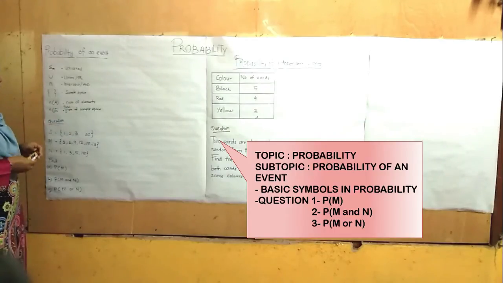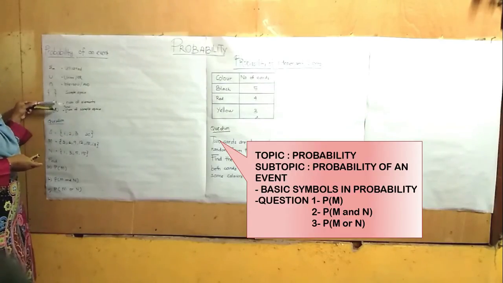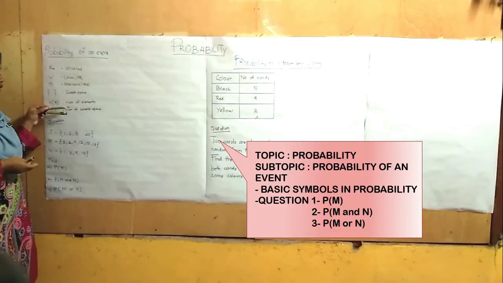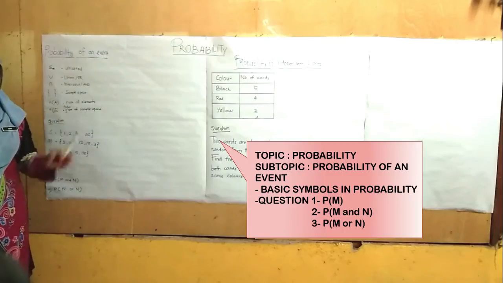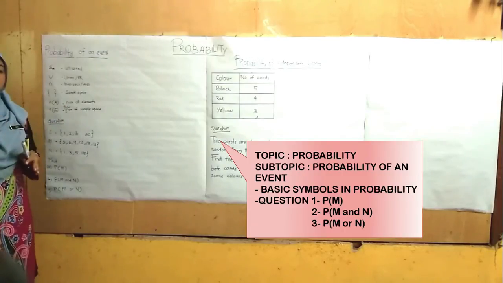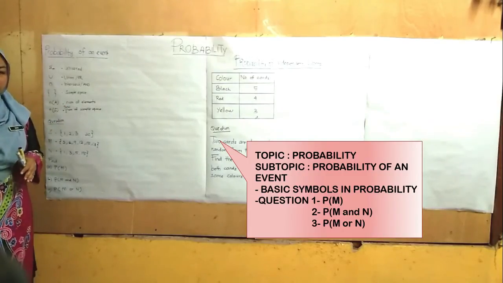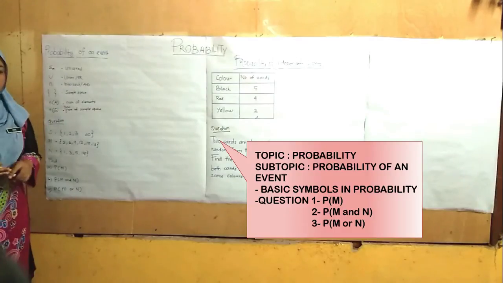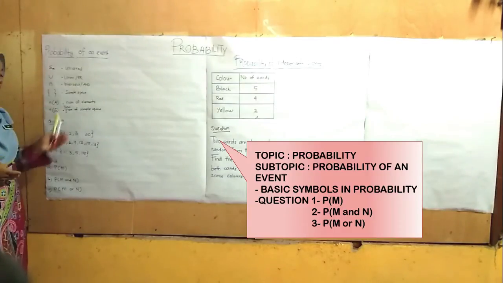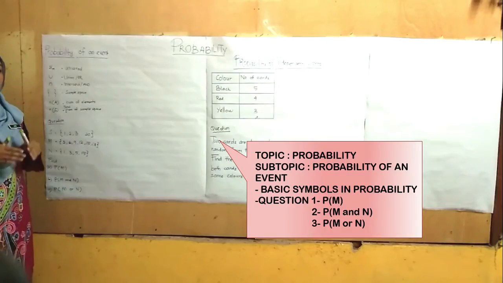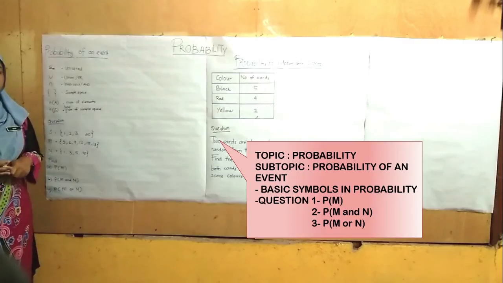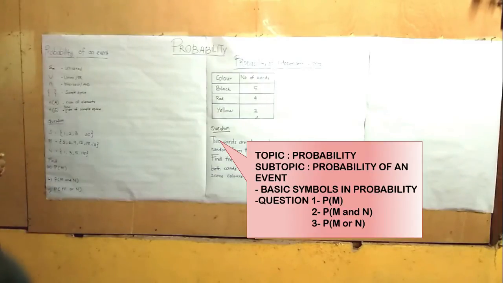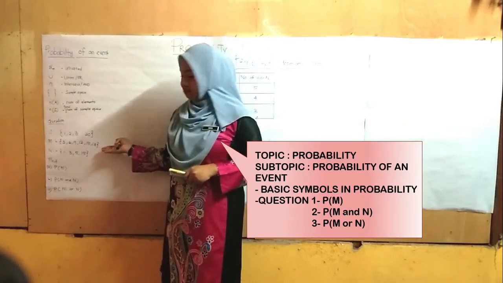Next, n in bracket of A, we call that the number of elements, which means we have an event, so we have to count the elements in the event and we call that the number of elements. And the last one is the number of sample, or the total number of elements in the universal set. So we go to the question.